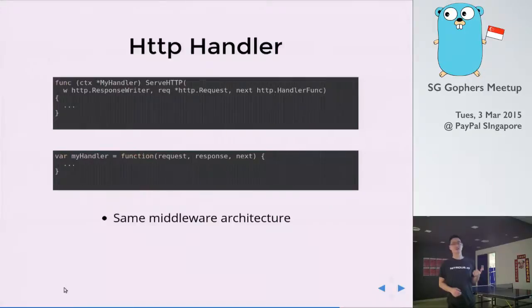But of course this is actually a good thing, because this HTTP handler signature gives a pretty good middleware architecture, which you can use both in Go and Node. And I think in general this is better than using all your MVC frameworks in other languages like Rails. So that's one of the reasons why so many people like Go.